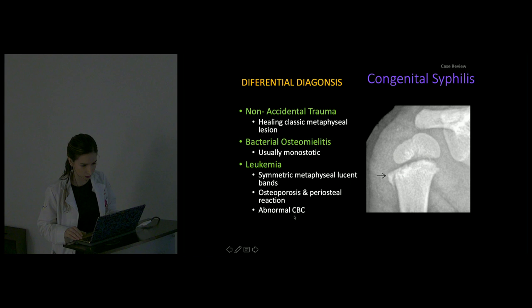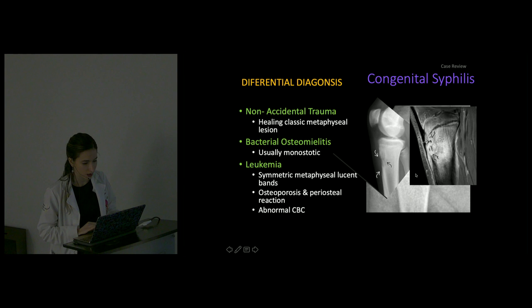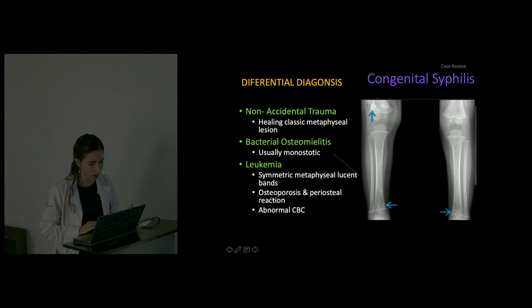This is an example of a non-accidental trauma with a classical metaphyseal corner lesion. This is a bacterial osteomyelitis, where we can see a lucent cortical defect, and in the MRI we have other findings with bone marrow edema and enhancement with contrast. And this is a case of leukemia where metaphyseal lucent bands are present, as in our case, but this is due to a systemic involvement of leukemia.